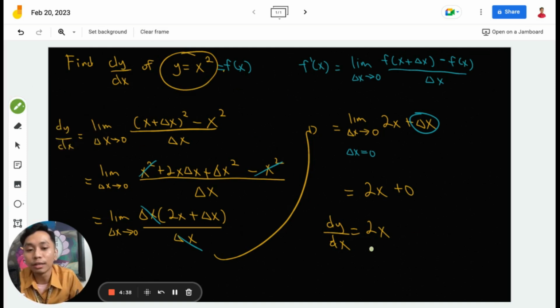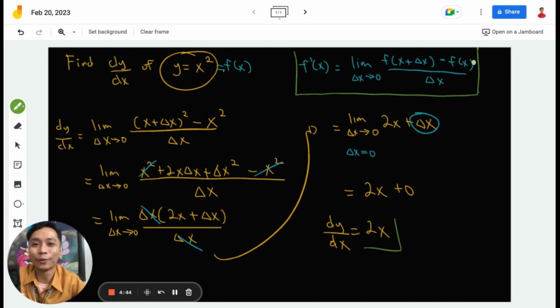So that's how you use the limits definition of derivative sa paghanap ng derivative ng kahit anong function.